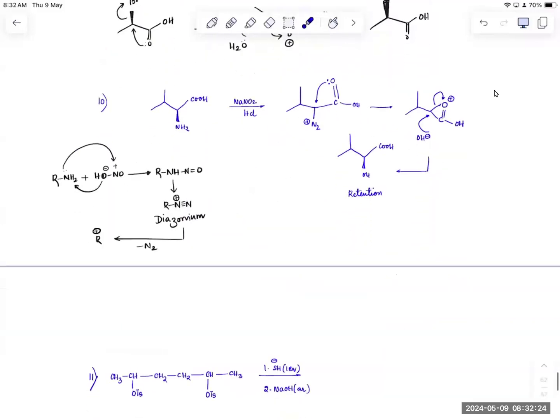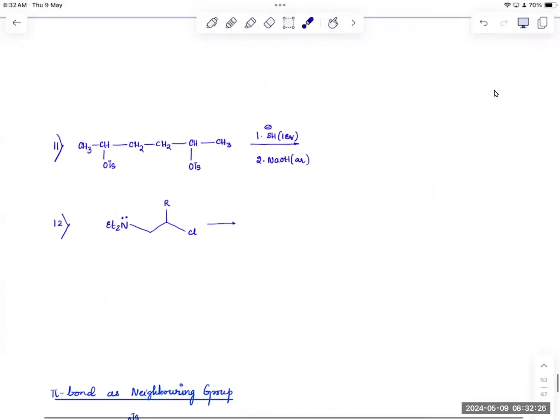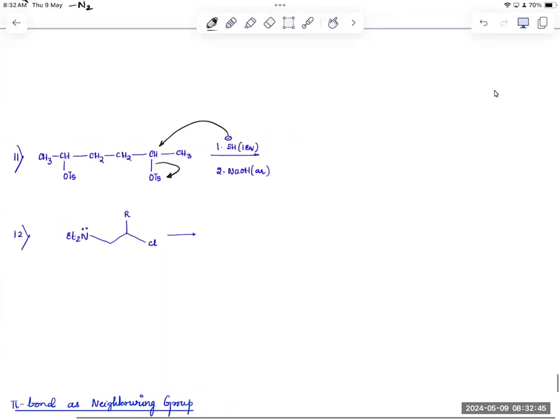Clear? Right. See the 11th case. I have OTS here and I have OTS here. First time when I do SH minus, because this is not a donating group which has a lone pair or anything like that, the first will be a normal SN2 mechanism. So this bond will break here. So we will get this as CH3 CHOTS with CH2 twice with CH3 with SH. This is what you will get.